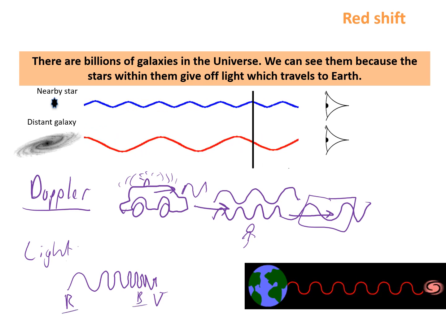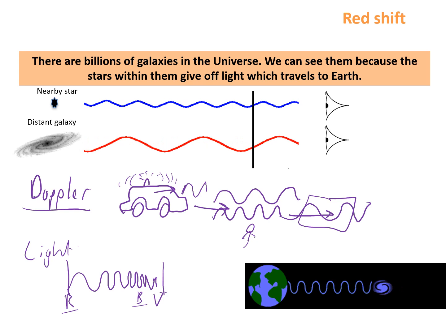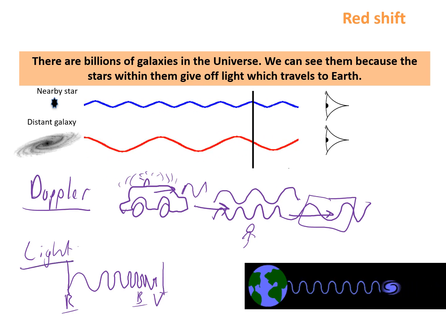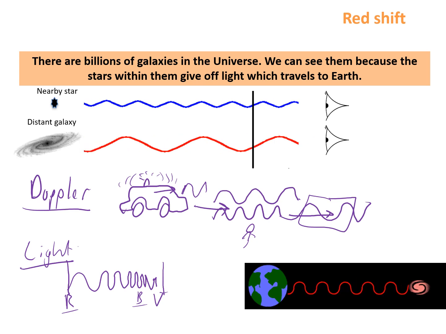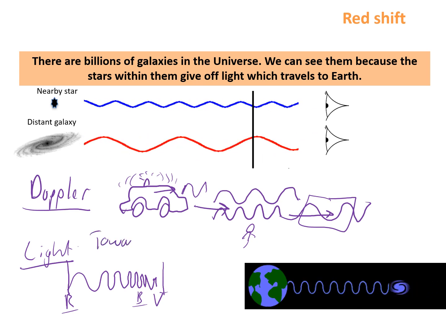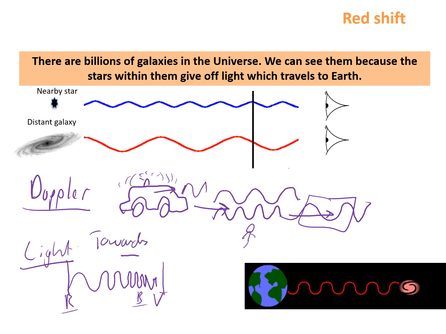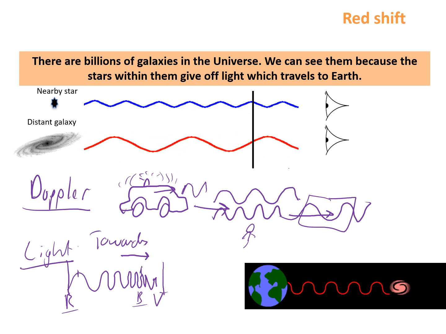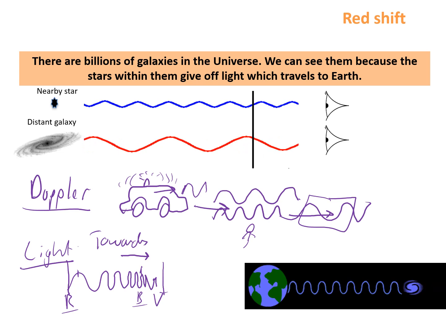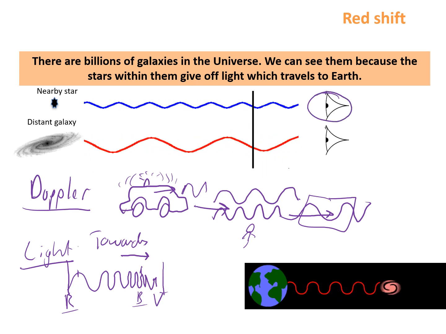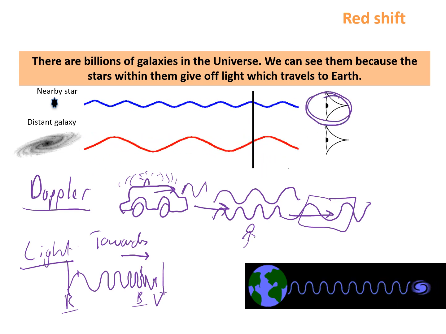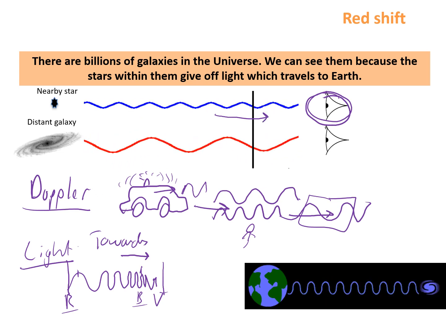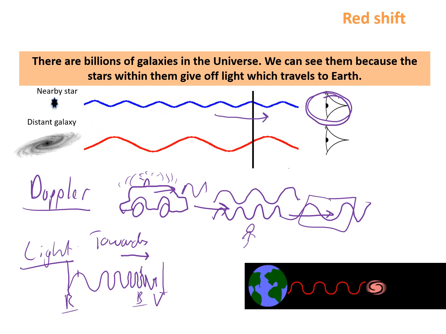So if something giving out light was moving towards you, the light, so I'm going to write towards, it would go towards this end. There'd be less red and more blue. That's what this one up here is. Look at the top. If an object was moving towards you, there'd be more blue light in the mix.